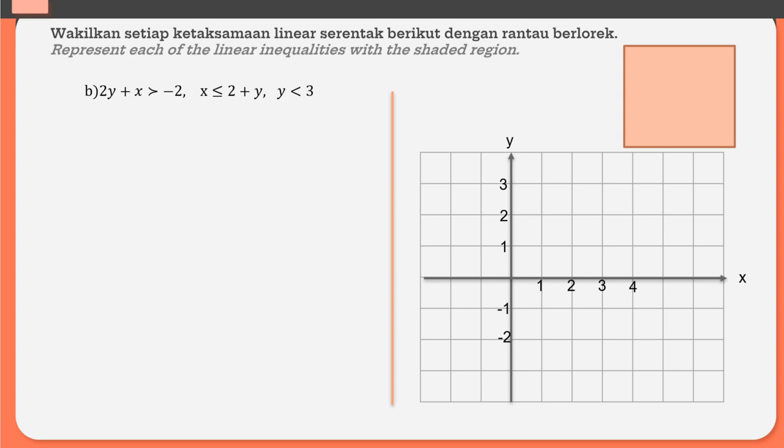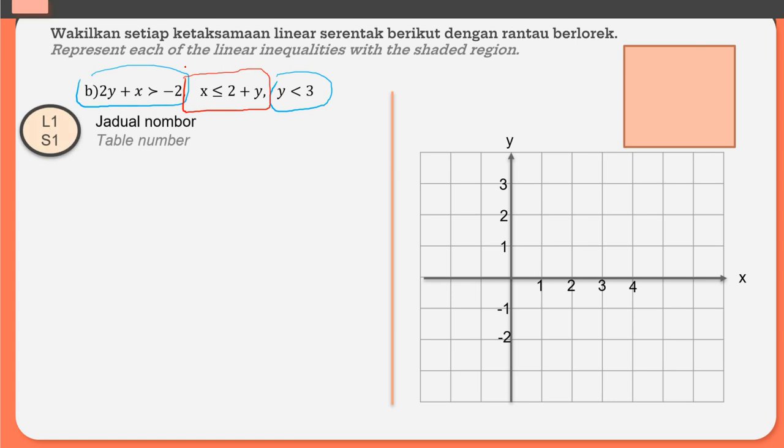Alright, so we move on to B. For B, we still have the same inequality for the first one, and the same inequality for the third one. But what is different is the second one. Why do I say so? Let us look here. First of all, you need to do plotting by table of numbers. Insert the intercept value. So when x equals 0, you have the same thing, this one. 2y equals negative 2, so y equals negative 1. When y equals 0, x equals negative 2.